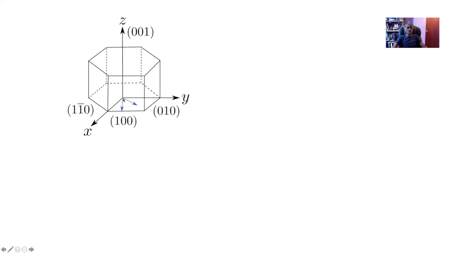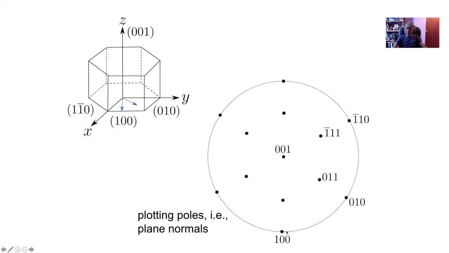So the temptation is that when we plot the stereogram, we take these as our axes with a 120 degree angle. But in fact, we are plotting plane normals, and the normal to the 100 plane is at 60 degrees to the normal to the 010 plane. So our projection looks like this. This is the normal to 100 and 010, and this is 60 degrees, not 120 degrees. So this is a common mistake when plotting stereographic projections for the hexagonal system. And you can also see the six-fold symmetry here.